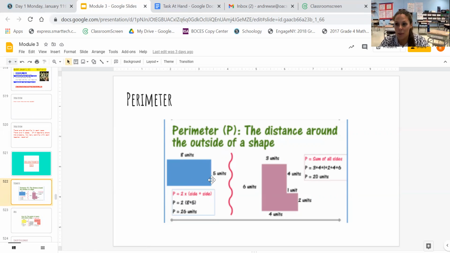Sometimes we have irregular polygons, right? Not everything we do is going to be a perfect shape. So over here, we'd have a lot of sides we'd have to add up.